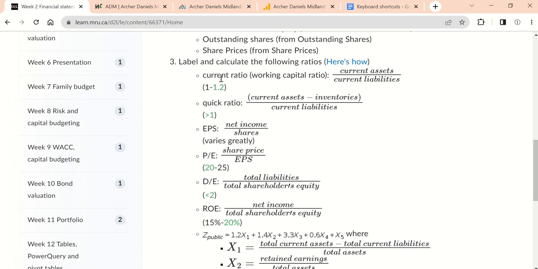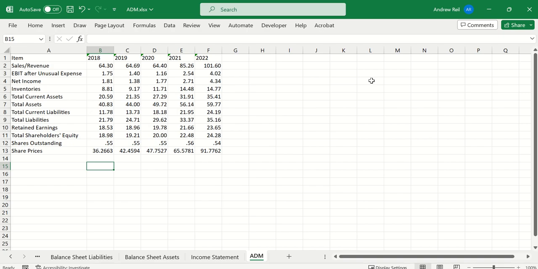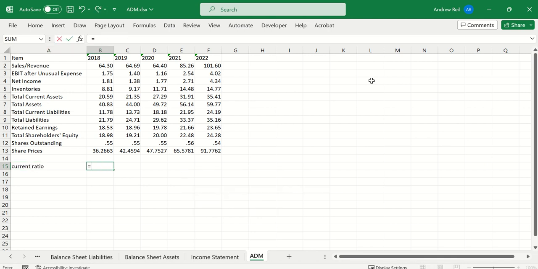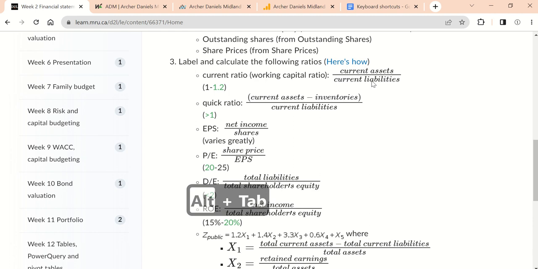And so let's start with the first one, the current ratio, which is also called the working capital ratio: current assets divided by current liabilities. Current meaning this year, so assets that can be liquidated within the year, liabilities that can be paid off within the year. So let's go back to our Excel, Alt-Tab to get there, and current ratio. Equals total current assets divided by total current liabilities. So 1.7. I'm better, even better than 1.2.